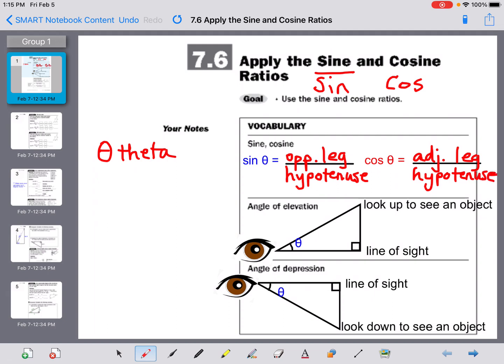So we started with tangent the other day, and we're adding on to it sine and cosine, and you'll see in both of these use the hypotenuse. When we did tangent, it was always legs, opposite and adjacent. But now we are going to add the hypotenuse in.